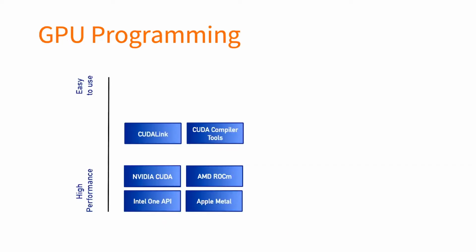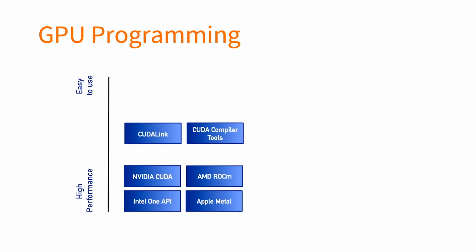To achieve this, around 2008, we developed a package called CUDALink, which enables programming of NVIDIA GPUs. Recently, we also introduced CUDA compile tools. Currently, both packages are based on NVIDIA GPUs, which are the most popular and widely available GPUs. However, we hope to be able to cover different GPUs, including AMD, Intel, and Apple in the future.